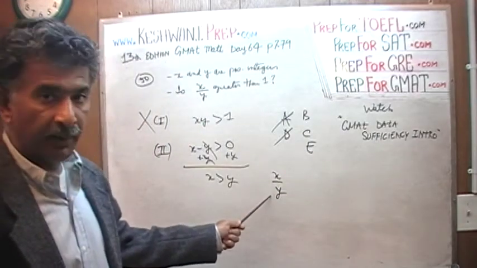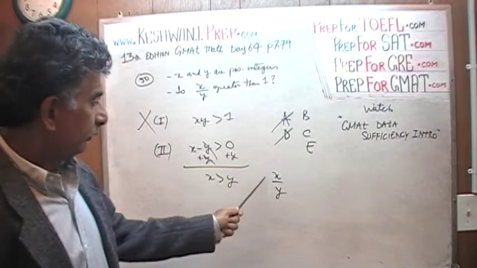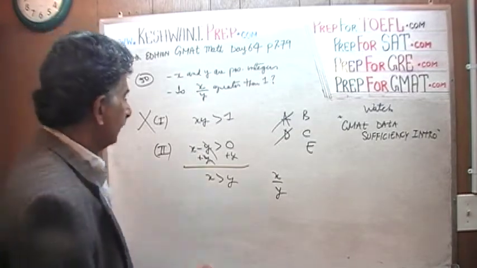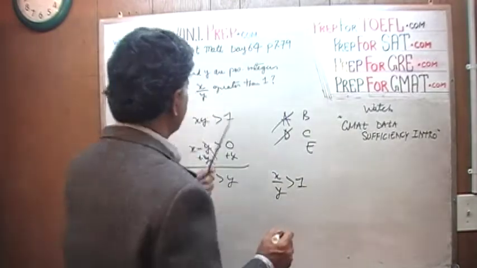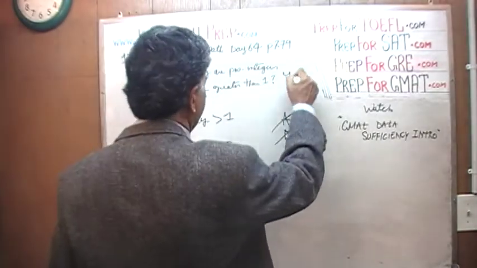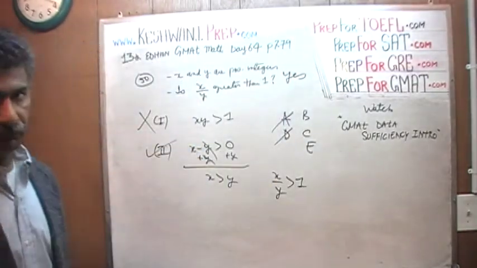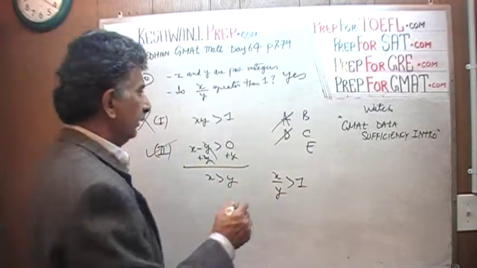Well, if x is greater than y, then the numerator is greater than the denominator. That's what they're telling us here. If numerator is greater than denominator, then it is more than 1. The question was, is it greater than 1? The answer is yes. The second statement enables us to answer the question, not the first one. The answer is B.